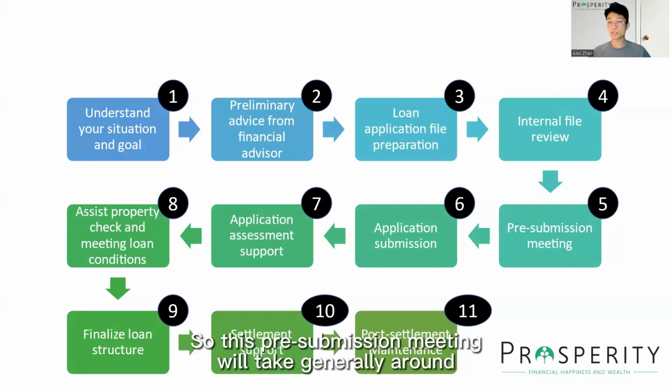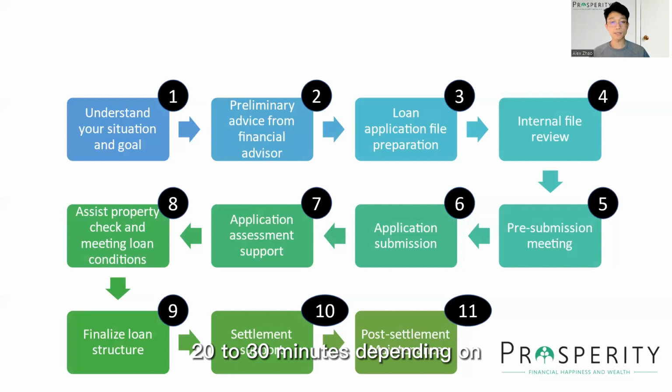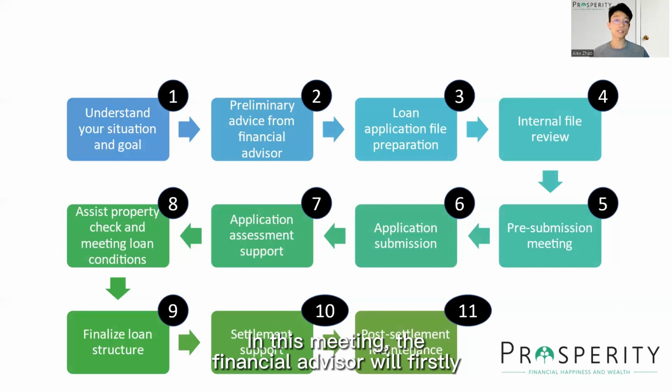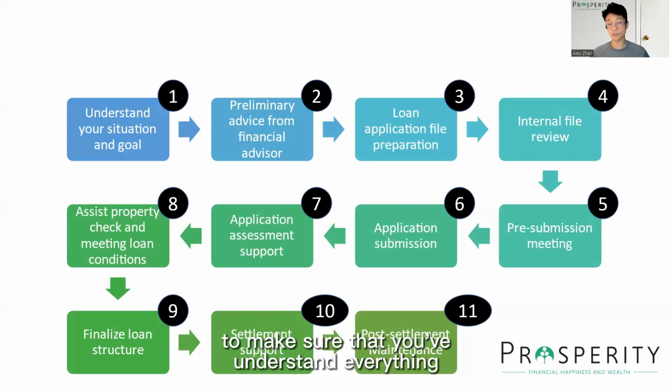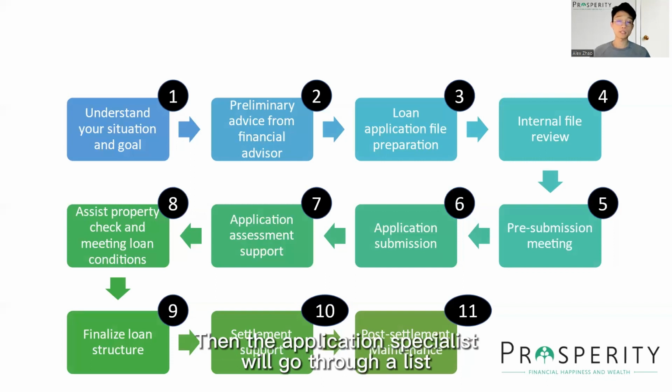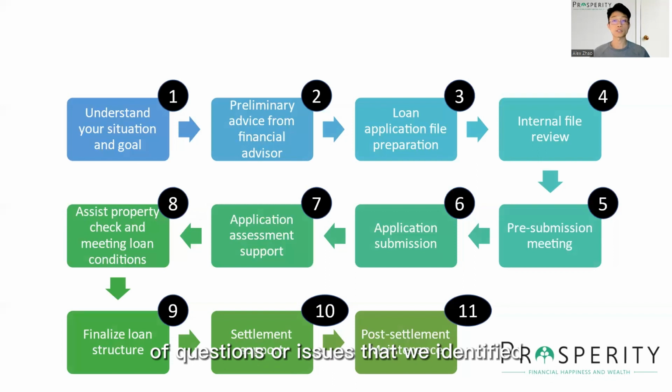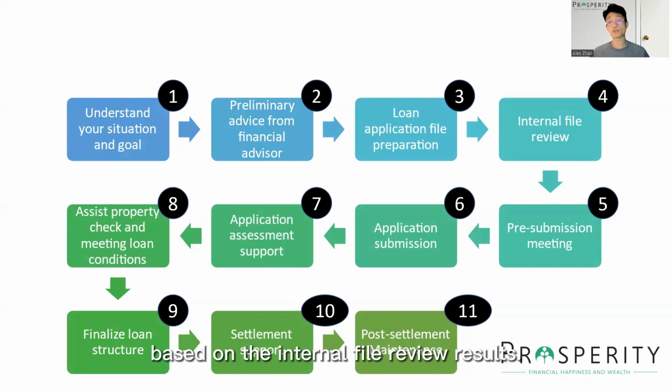So this pre-submission meeting will take generally around 20 to 30 minutes, depending on how complex your application is. In this meeting, the financial advisor will firstly go through the disclosure documents that we sent you in step three again to make sure that you've understood everything in those documents. Then the application specialist will go through a list of questions or issues that have been identified during the internal file review and clarify anything that's necessary for that final application. And after that, the financial advisor will give you a final advice based on the internal file review results.